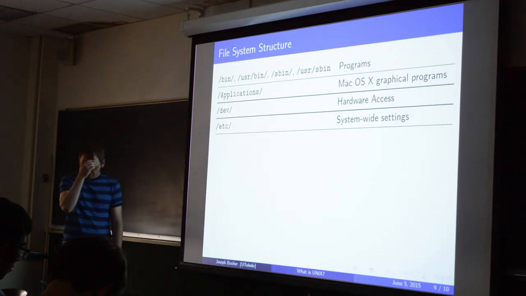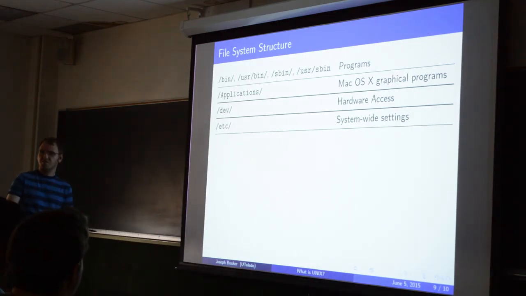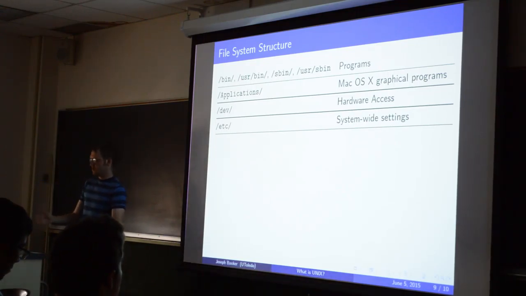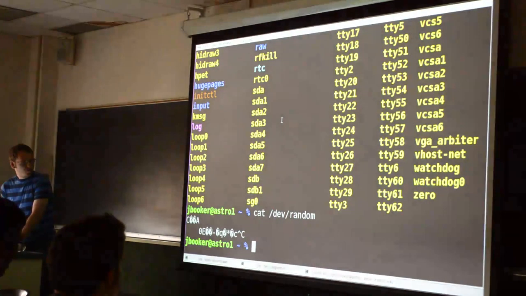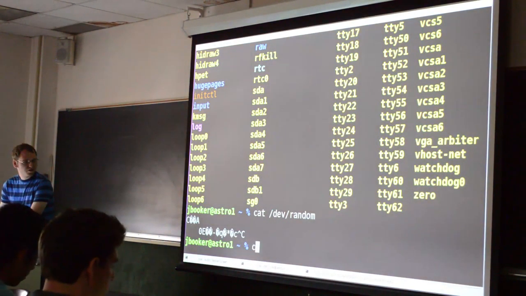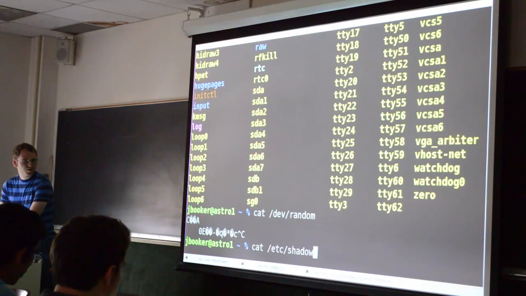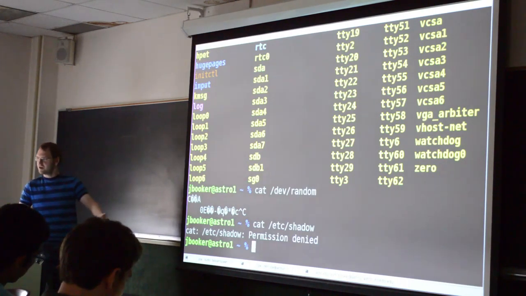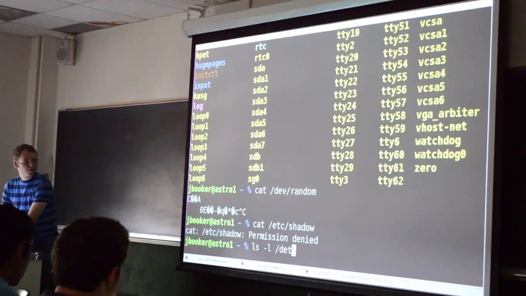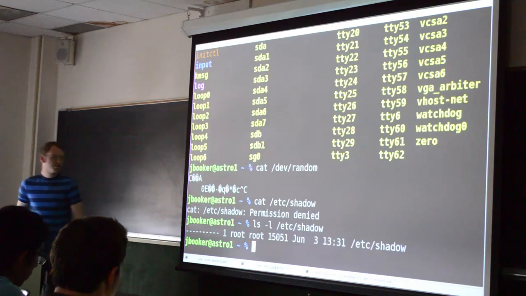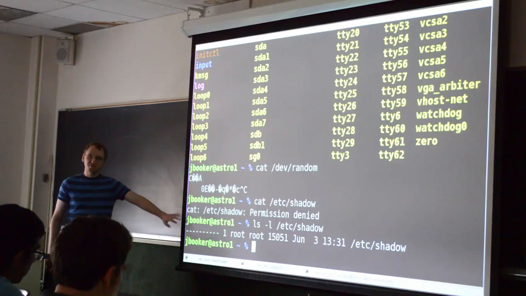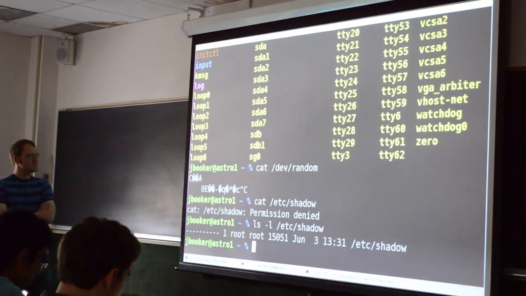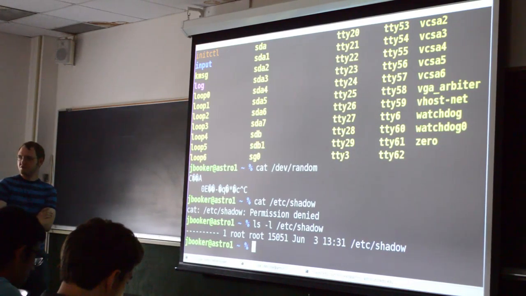/etc is for system-wide settings, so things like the list of users and the list of passwords for the users, which are not world readable. For instance, all the passwords for all the users on Astro1 are in this file, /etc/shadow, which thankfully I can't read. Actually, no one can read it except root, because root can ignore these permissions. So the program to log you in has to run as root.